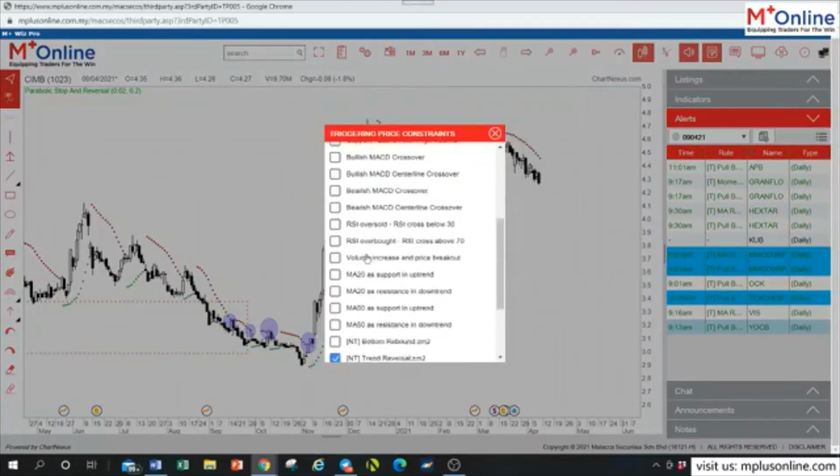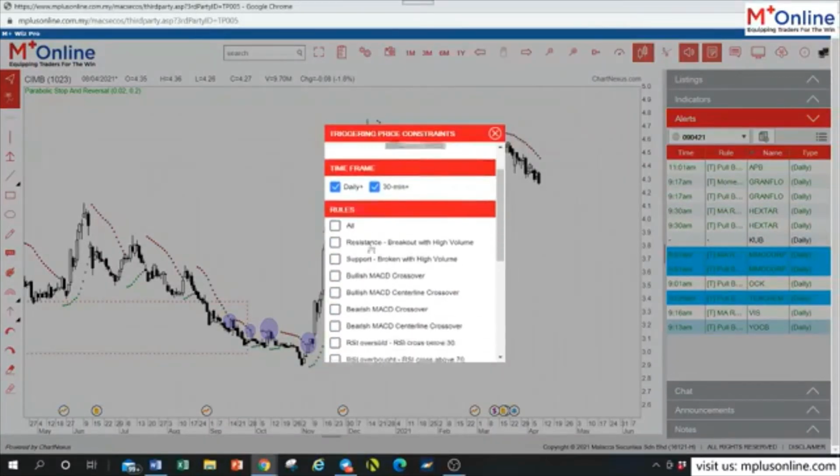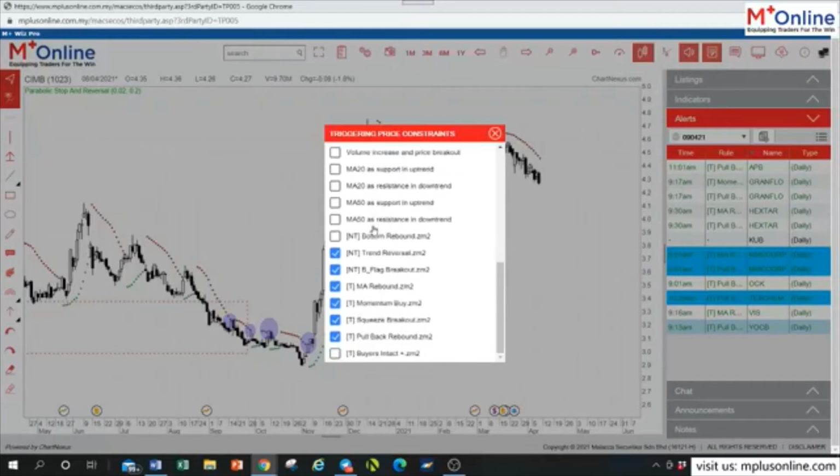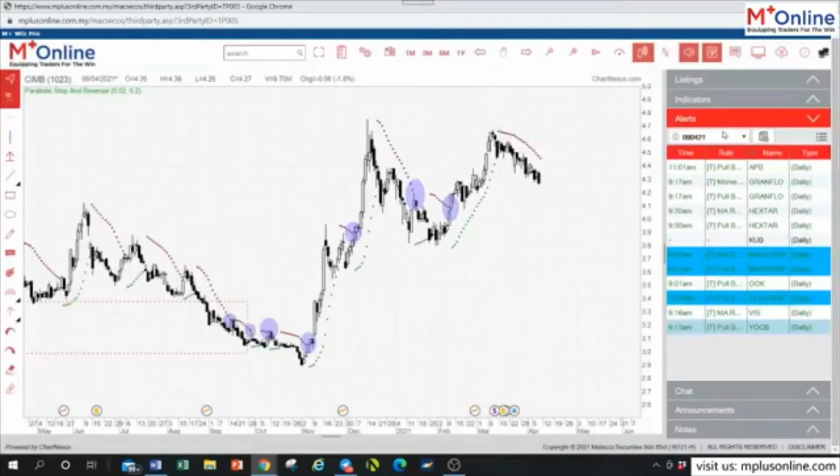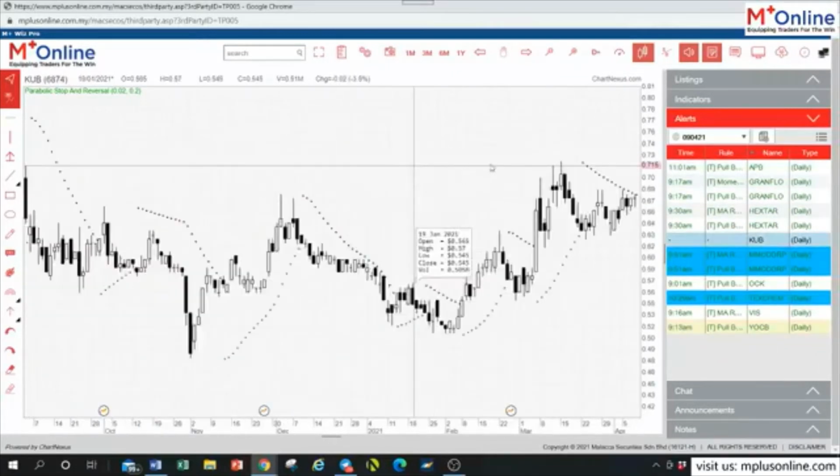You can set your rules right here. All these are some of the in-house rules, and at the bottom right here, NT, which stands for non-trend and trend, these are our in-house trading strategies that M+ invented. Whenever it is triggered, it will appear right here with the time, what kind of rules and strategy, and the name of the counter. Once you click it, then it will show.